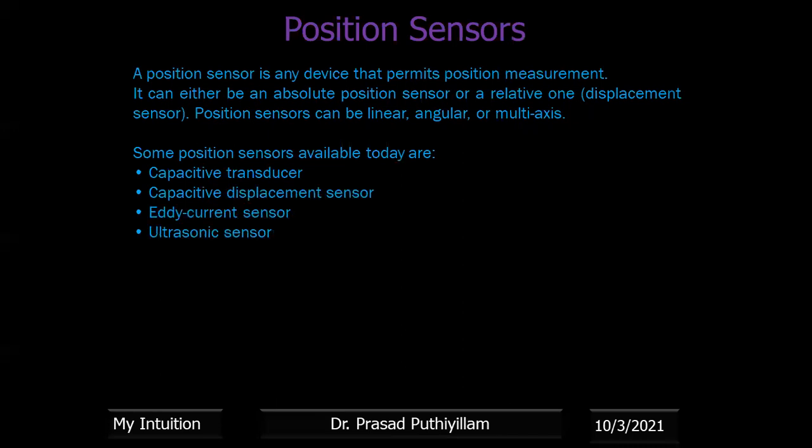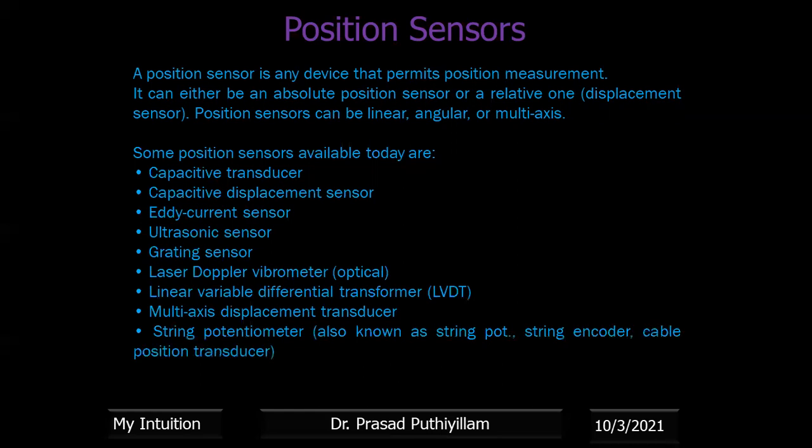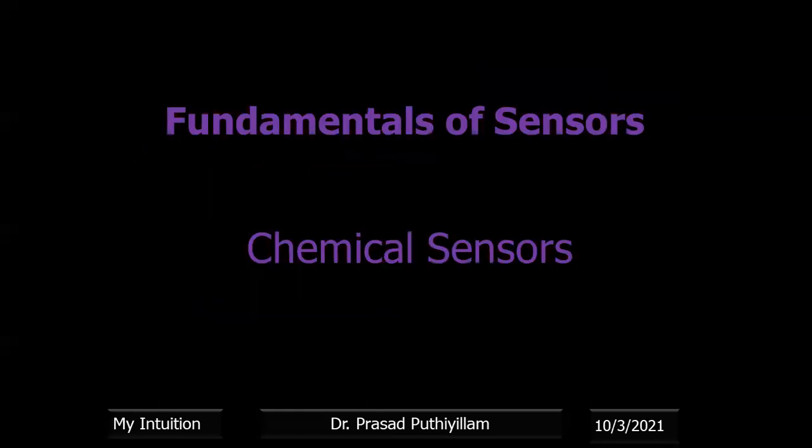Some of the sensors which come under position sensors are the capacitive transducer, capacitive displacement sensor, eddy current sensor, ultrasonic sensor, grating sensor, laser Doppler vibrometer, linear variable differential transformer (LVDT), multi-axis displacement transducer, string potentiometer, etc. These are the classifications of a position sensor.